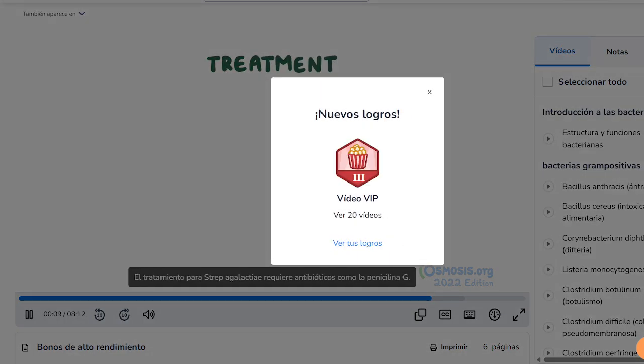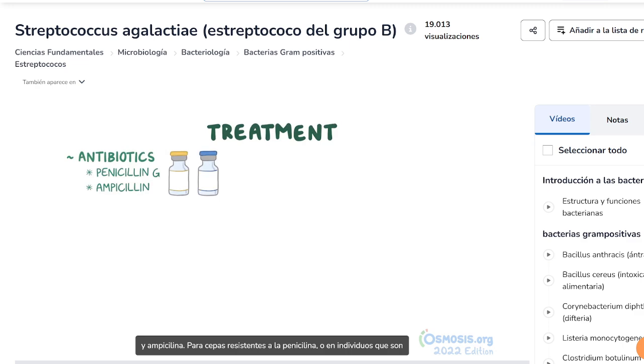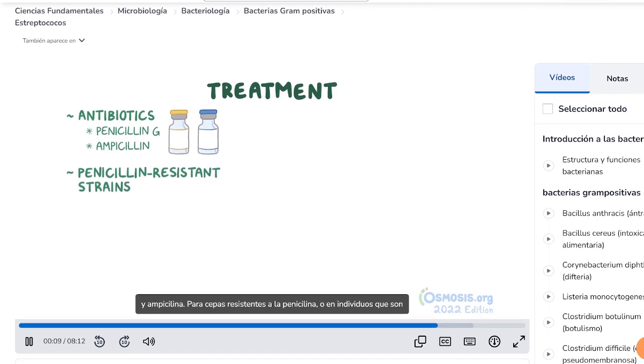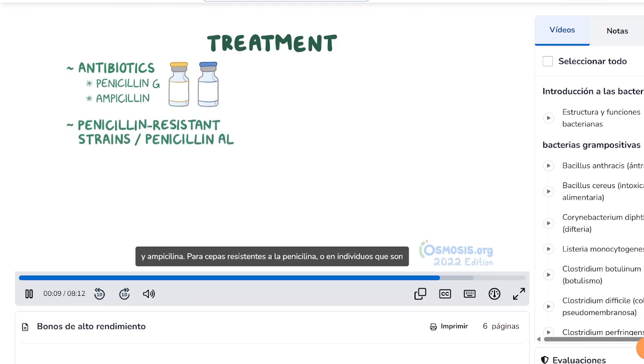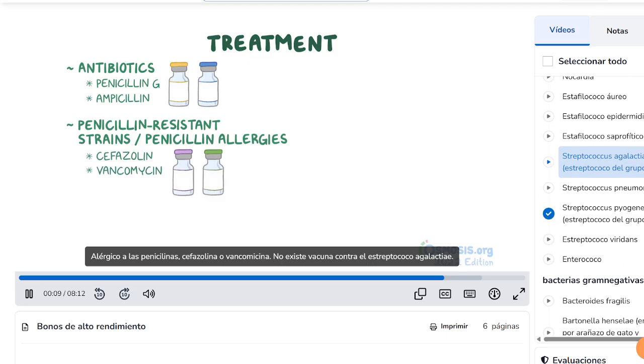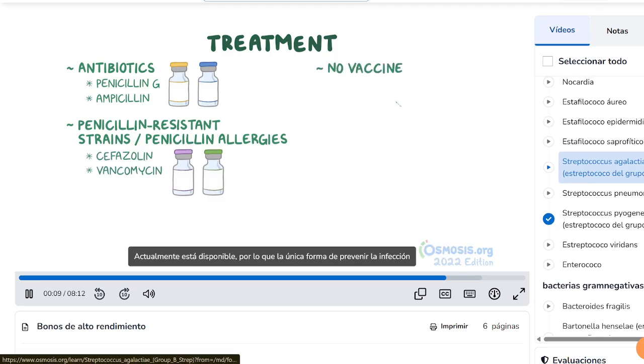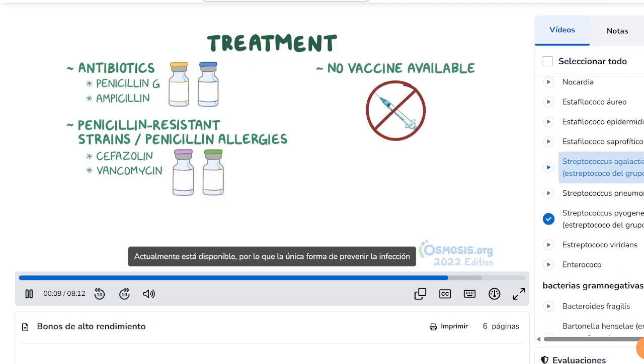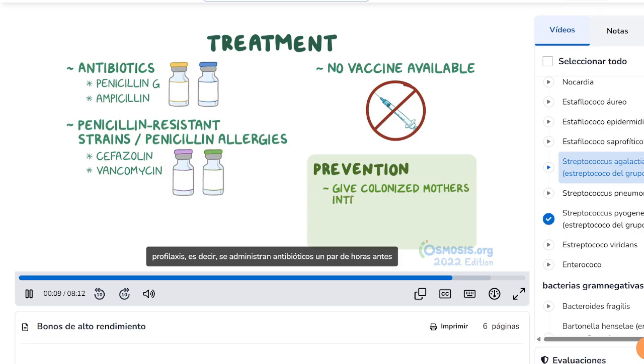Treatment for Strep agalactiae requires antibiotics like penicillin G and ampicillin. For penicillin-resistant strains, or in individuals who are allergic to penicillins, cefazolin or vancomycin can be used. No vaccine for Strep agalactiae is currently available, so the only way to prevent infections in the newborn is to give colonized mothers intrapartum antibiotic prophylaxis, meaning antibiotics are given a couple of hours before delivery.